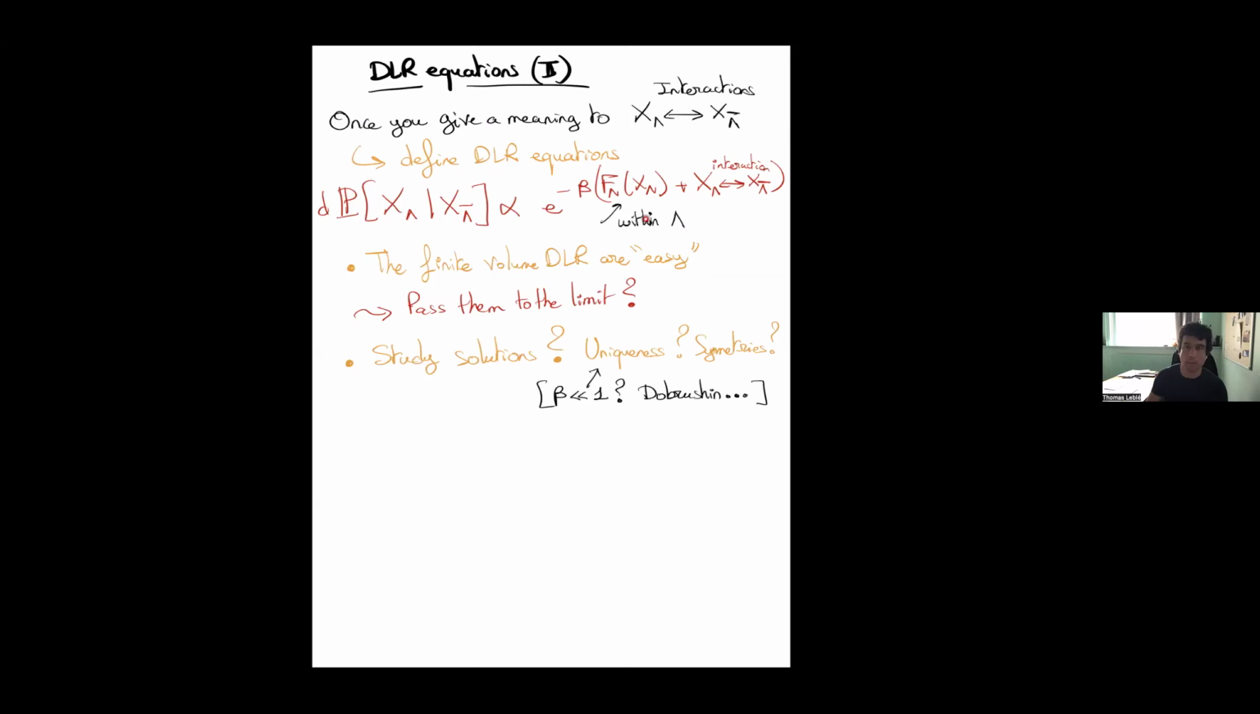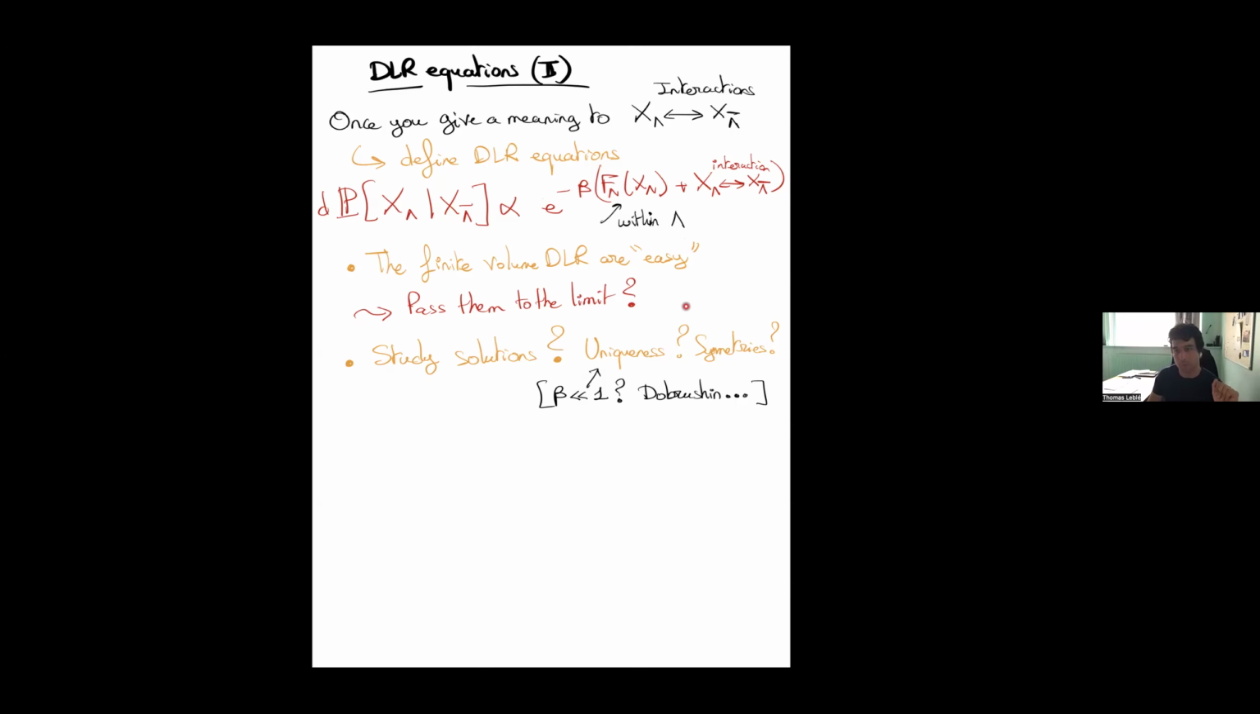And once you have a meaning for the interactions between lambda and lambda bar, so between inside and outside, then the DLR equations mean this. You want to say that the law of what is inside, knowing what is outside, is proportional to some Boltzmann factor, where in the energy you have the interaction within lambda and the interaction between lambda and lambda bar. Okay, so you just gave a meaning to this. That's just the definition of the DLR equation. You still need to show that those equations are satisfied.